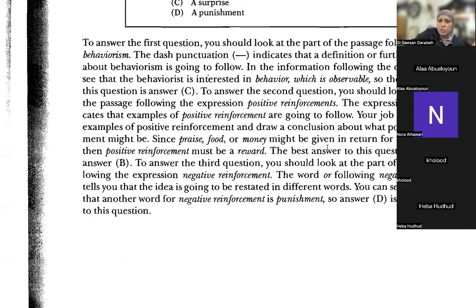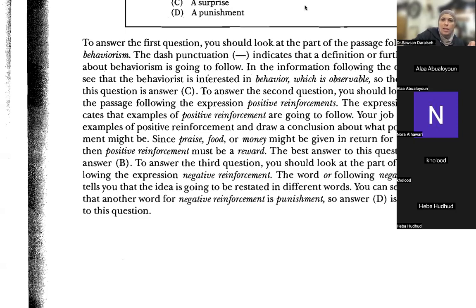To answer the third question, you should look at the part of the passage the same way, with the same technique, following the expression negative reinforcement. بننظر كمان بعد هاي العبارة. The word "or" following negative reinforcement tells you that the idea is going to be restated in different words. So obviously, guys, مبين إنه راح يستخدموا كلمات أخرى.